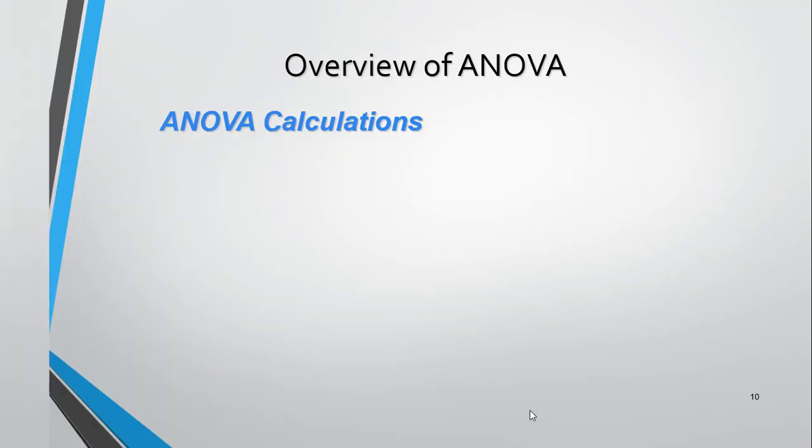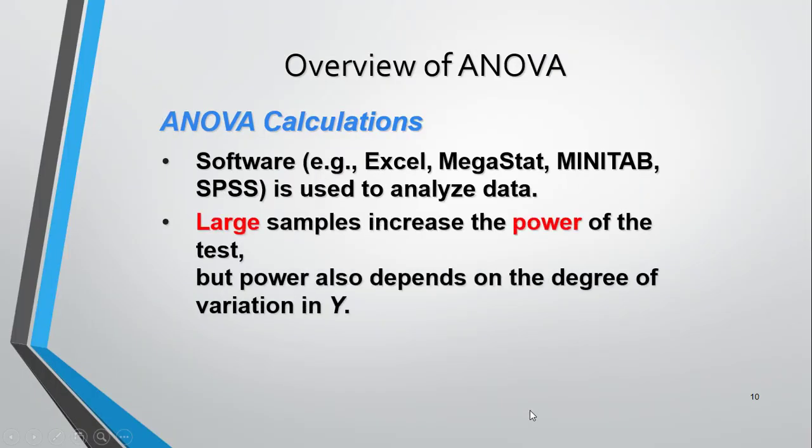So, calculations. You can calculate ANOVA using software like Excel. I want you to go to your Excel, go to analysis tools, and go to ANOVA and try to play with that. You can use the ANOVA in MegaStat. There's other software to do that. Minitab can do that. SPSS, they're all similar in doing that.